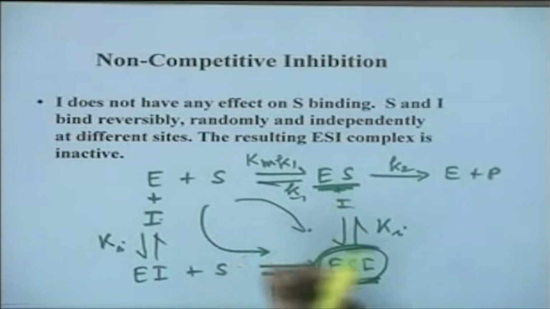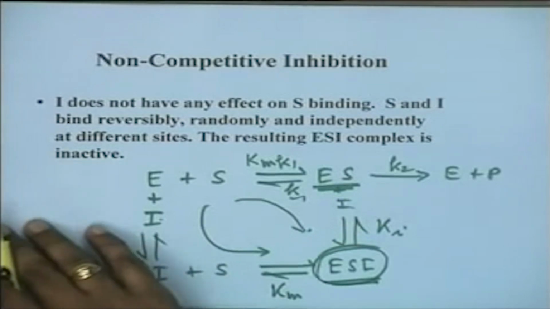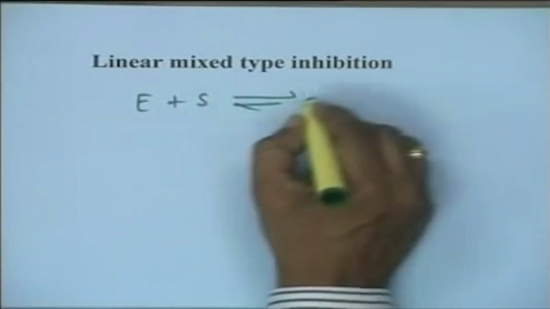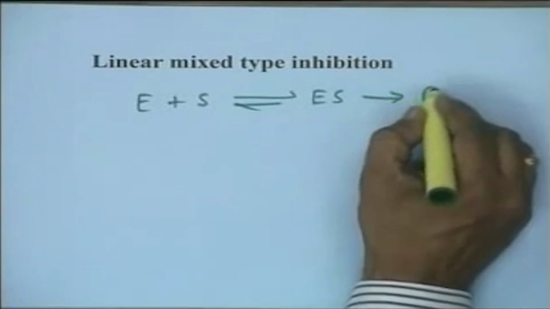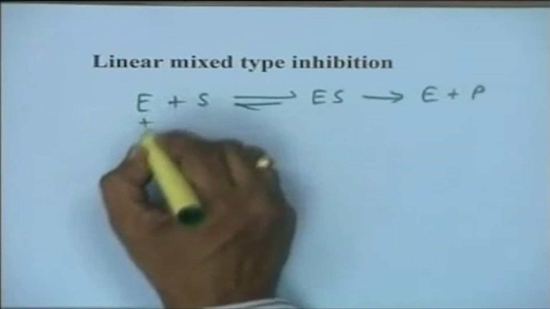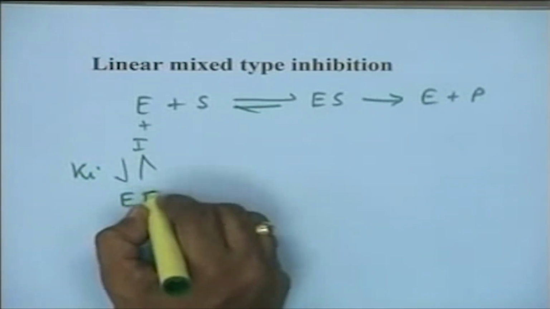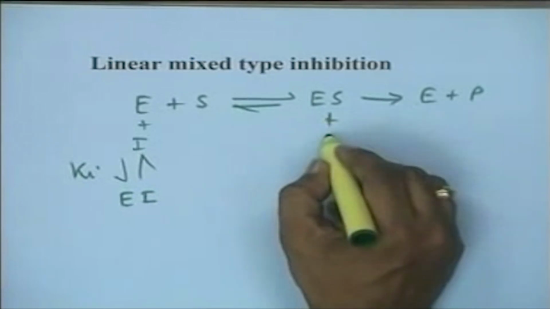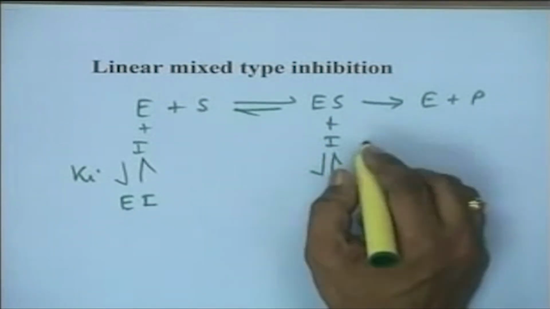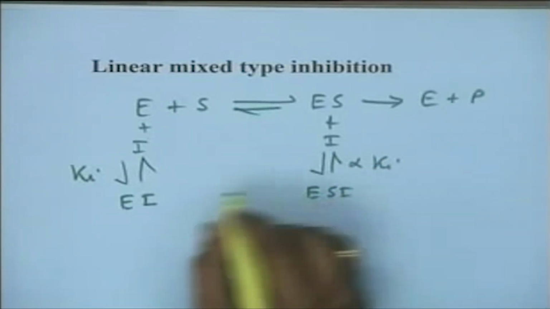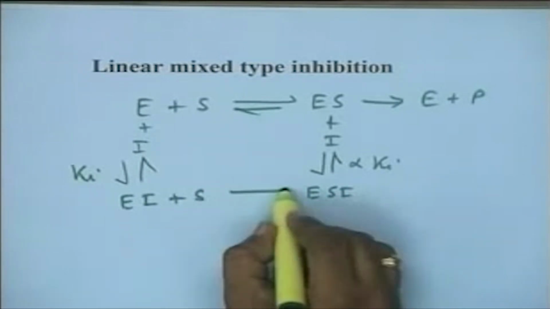and there might be an interaction factor of alpha. If we consider that, in such a case, ES goes to E plus P. Now, E plus I binds with a dissociation constant of Ki, giving EI. ES binds the inhibitor with an inhibition constant of alpha Ki to give ESI, and here also substrate binds.